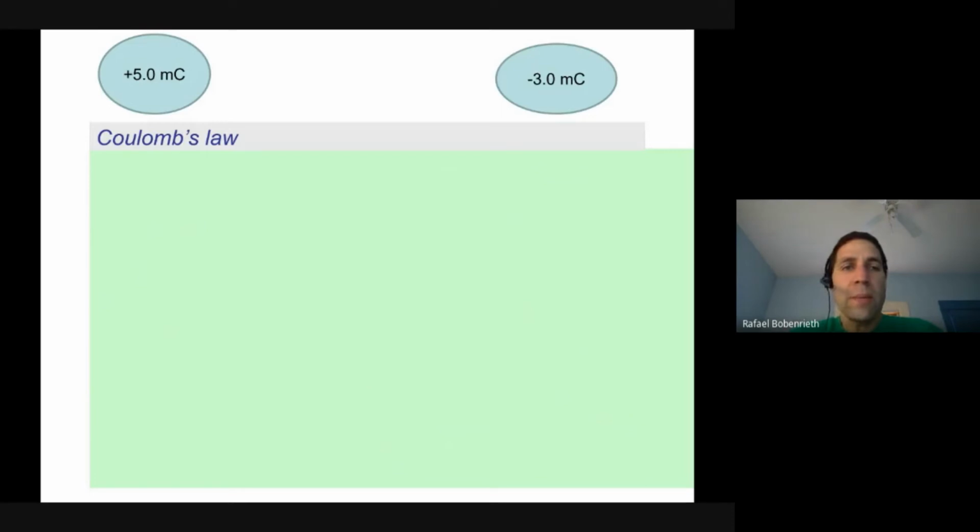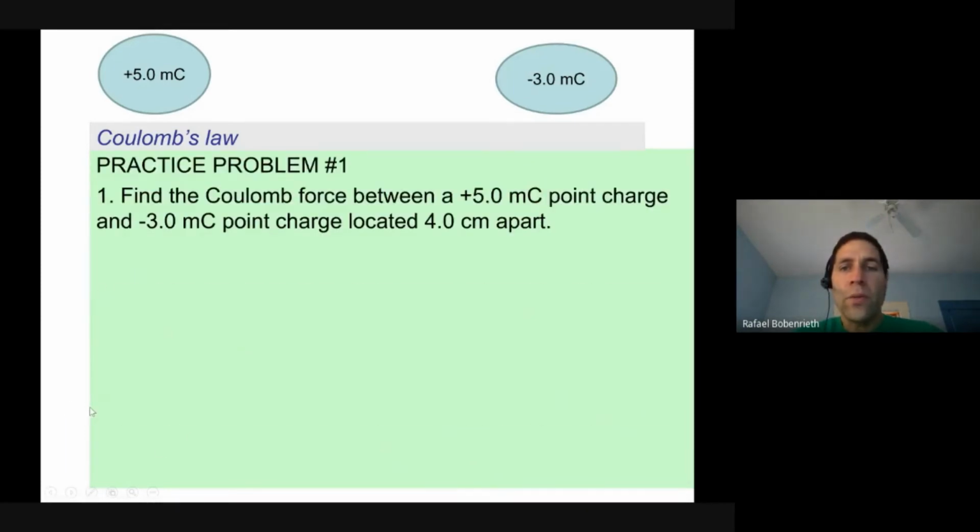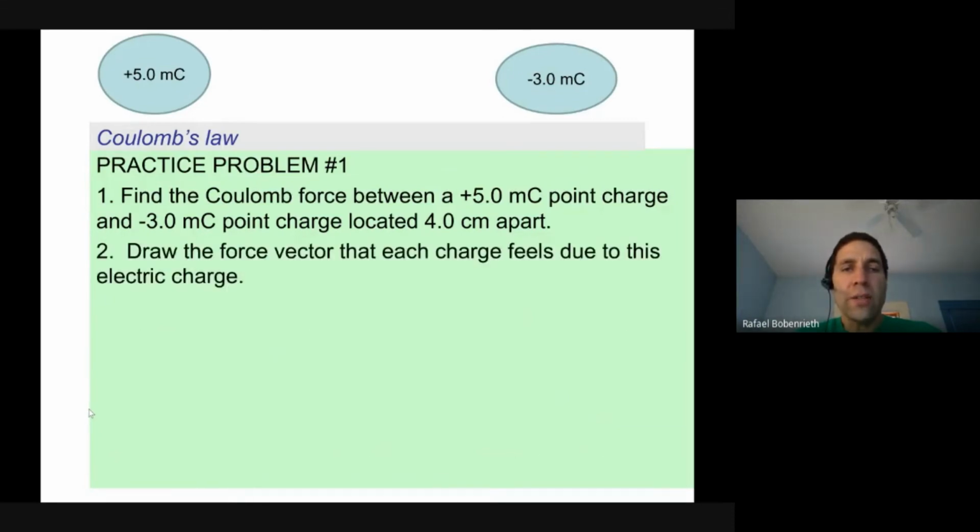All right, very good. We're getting close here to doing some calculations. I do want to do two more sample problems, then you're going to get breakout rooms. But I just want to show you how to use Coulomb's law in a calculational problem. So let's say here, this is practice problem number 1. Find the Coulomb force between a positive 5.0 millicoulomb point charge and a negative 3.0 millicoulomb point charge located 4 centimeters apart. 2, draw the force vector that each charge feels due to the other charge. Let's do number 2 first, actually.